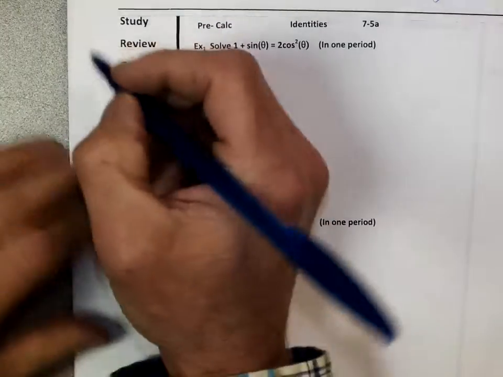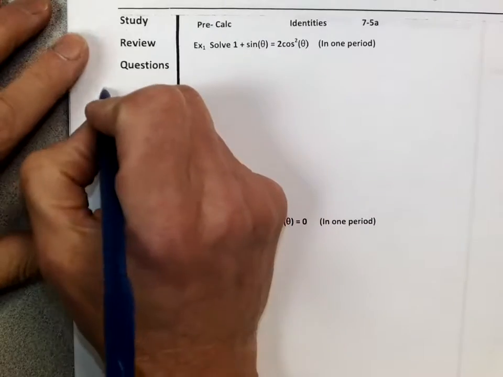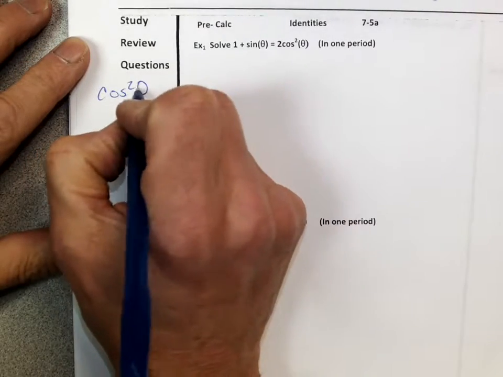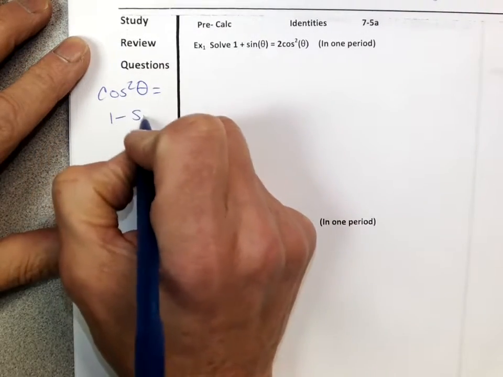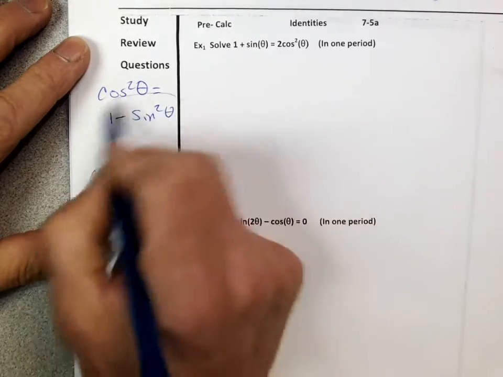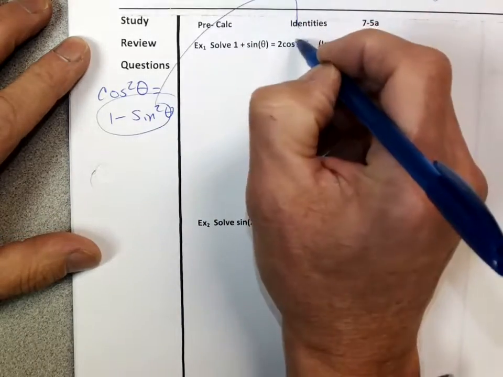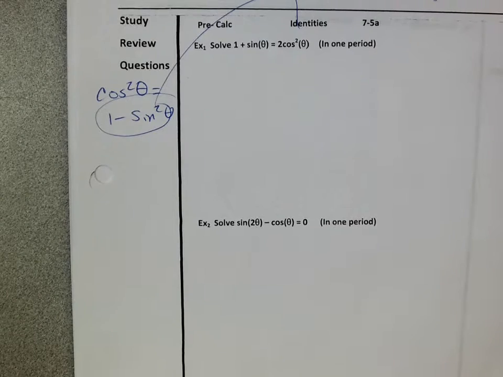We know that cosine squared theta is equal to 1 minus sine squared theta. Okay, I'm going to use that identity up here to replace the cosine squared. And the whole point of doing that is then we'll get the same trig expression, which makes it like having the same variable, and we can factor, okay?